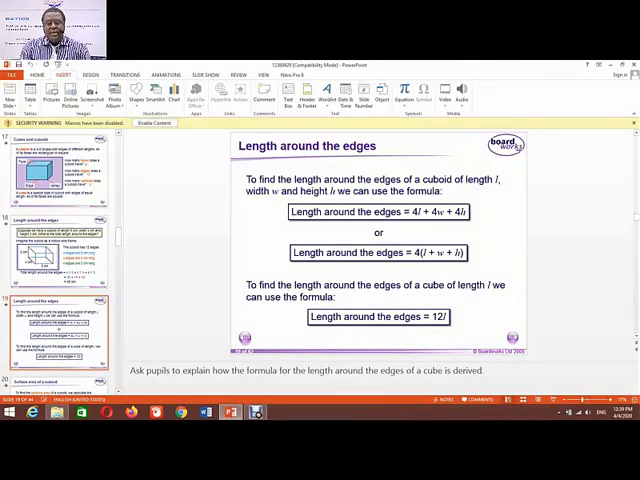The length around the edges is 4L plus 4W plus 4H. If we factorize by 4, we have 4 (L + W + H).